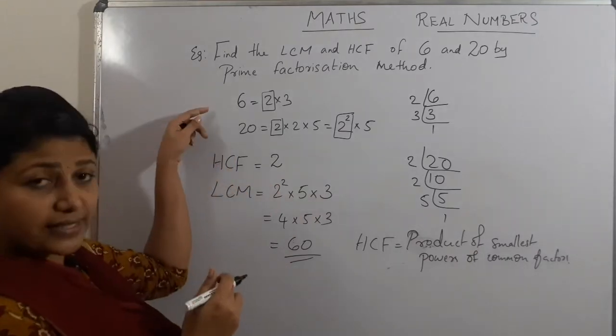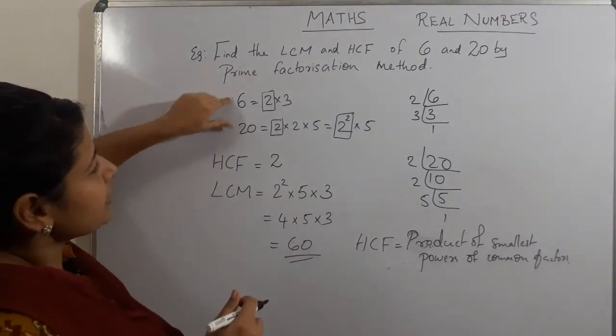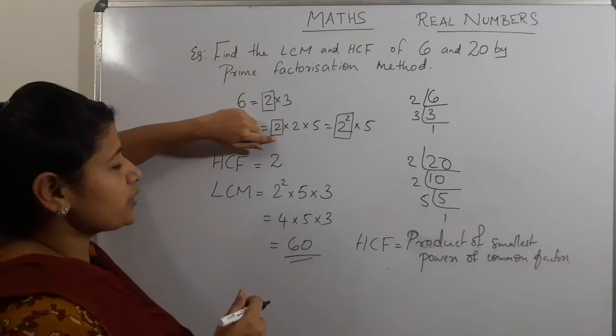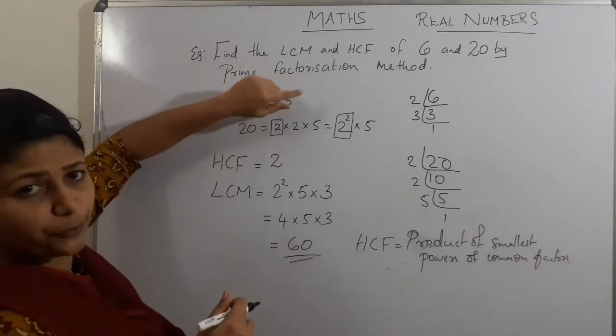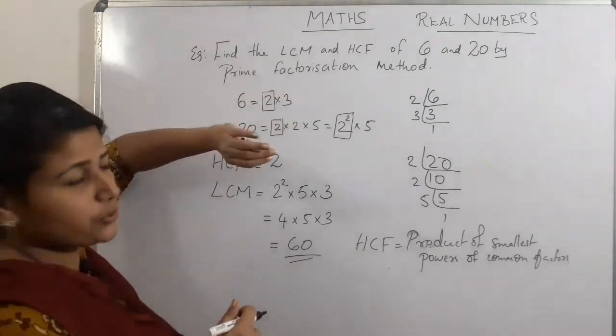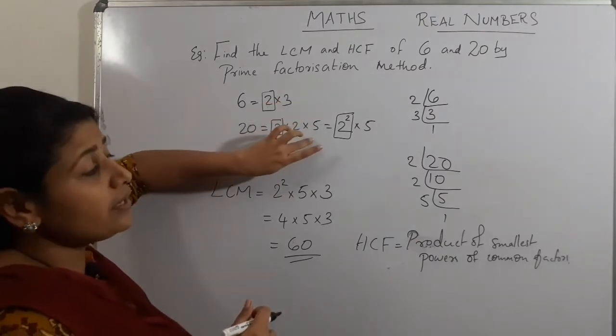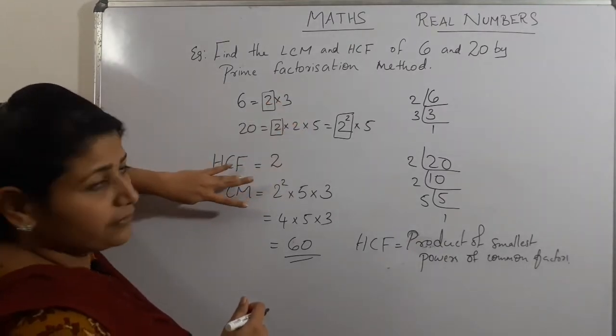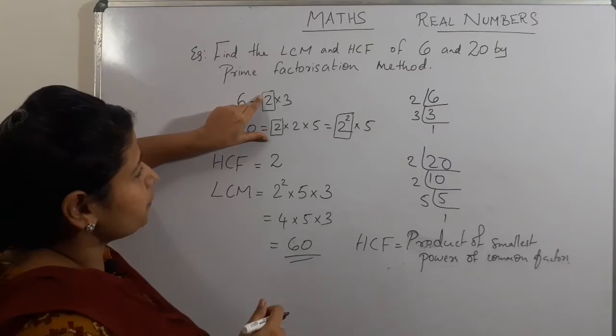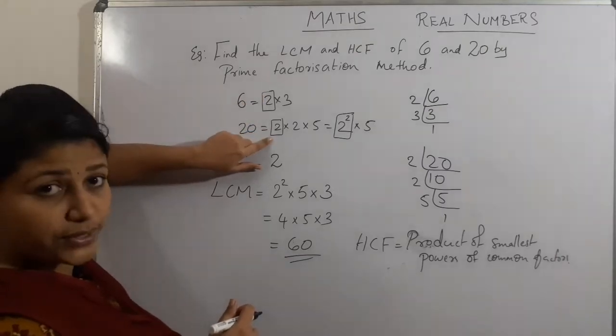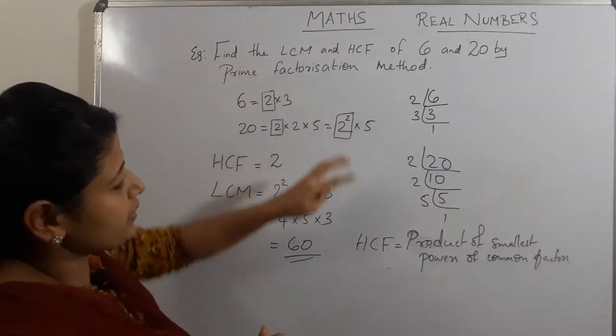In these two numbers, here also 2 is there, here also 2 is there. 3 is not common to both and 5 also is not common to both. So we cannot take this 3 and 5 when we are finding this HCF. So we can take only this 2. Here also 2, here also 2 is there. So we can take this 2 as the HCF.